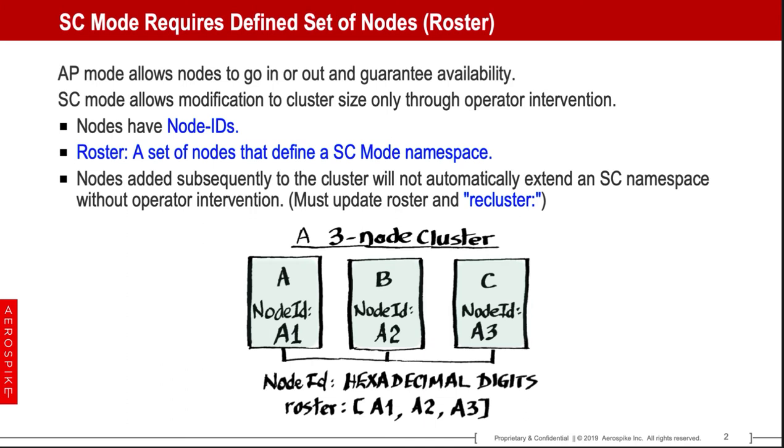The way we do that is that nodes are added to the cluster. If we have nodes that are subsequently added to the cluster, they don't automatically extend the namespace without operator intervention. That is, you have to update the roster and then recluster. In fact, the very first time that you set up a strong consistency mode namespace, you have to do just that.